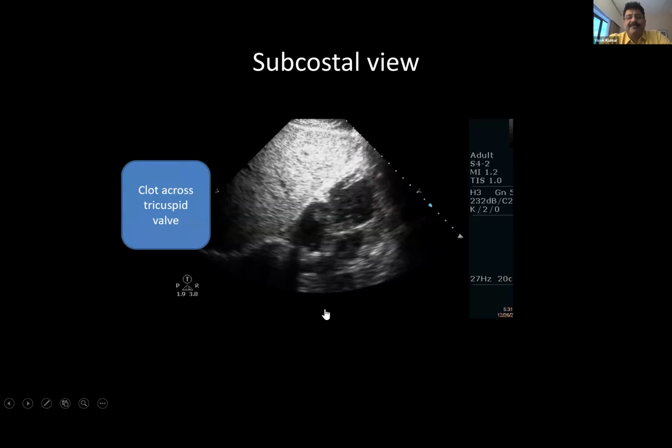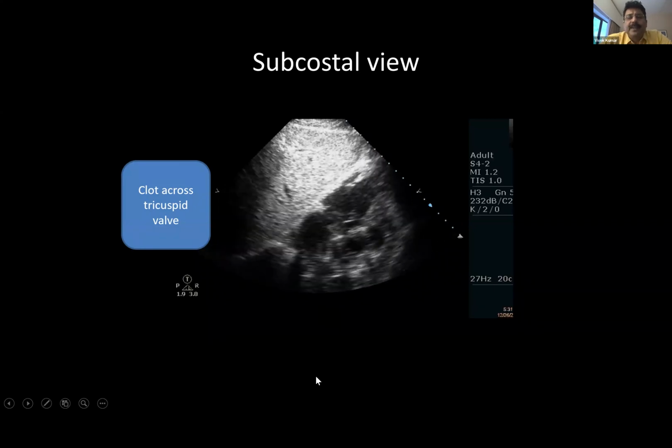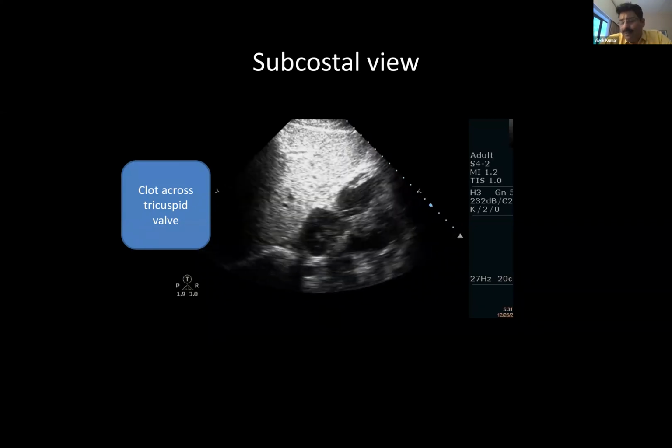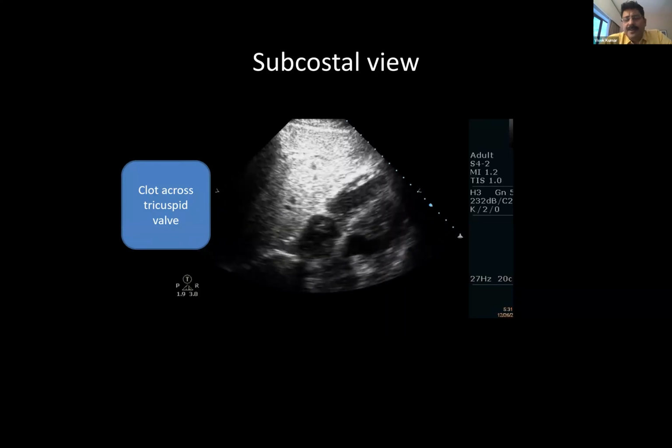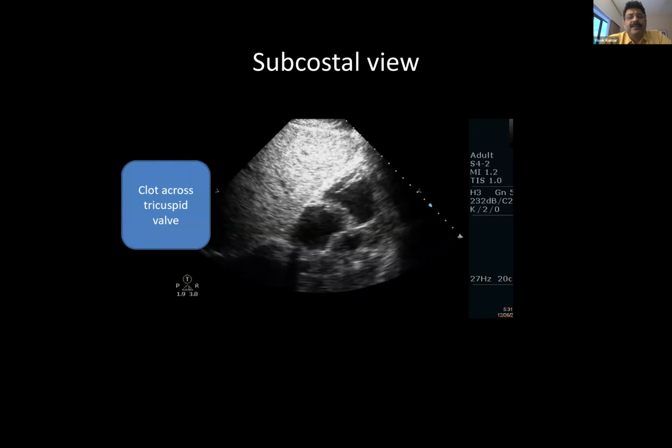Forget risk stratification. If you see this image, it is a red flag. The matter has to be escalated. I have deliberately not kept an image of the IVC because I don't want the discussion to go anywhere else.